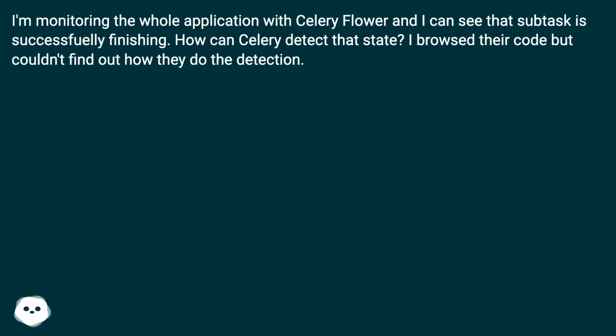I'm monitoring the whole application with Celery Flower and I can see that the subtask is successfully finishing. How can Celery detect that state? I browsed their code but couldn't find out how they do the detection.